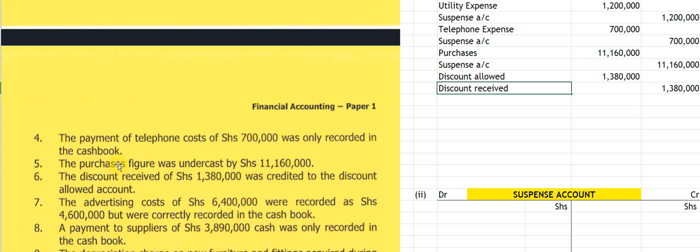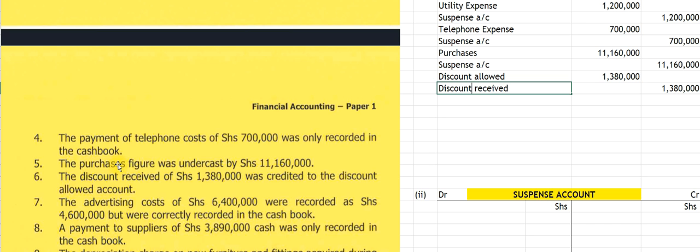Then the advertising cost of shillings 6.4 was recorded as shillings 4.6, but was correctly recorded in the cash book. Now, here the advertising expense is recorded at 4.6 instead of 6.4. So there is an undercast in the advertising expense account. What you have to do is increase the advertising expense, because the corresponding entry in the cash book, that is the credit entry, was correctly recorded.